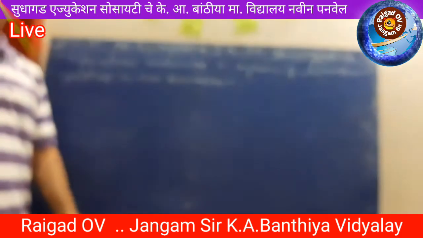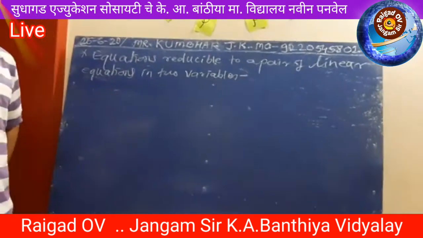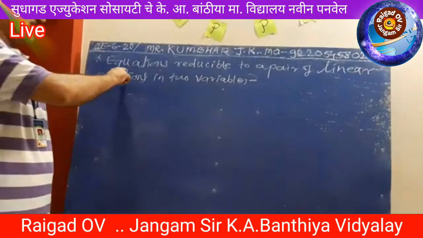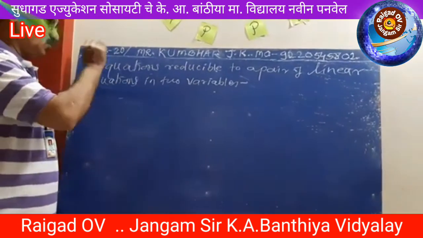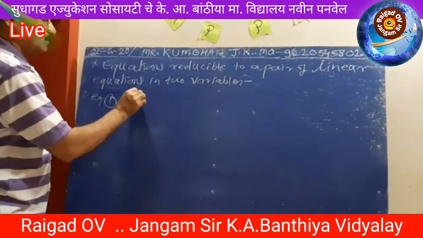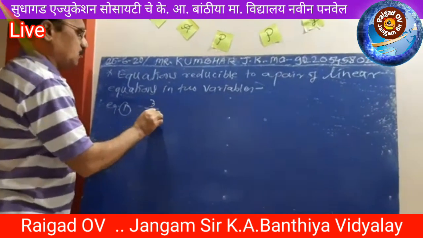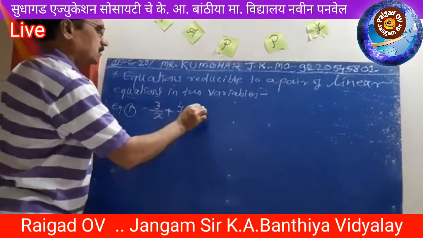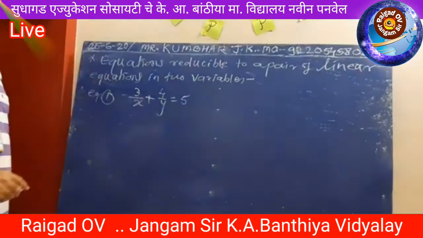That means the given equations are not in the standard form of linear equations in two variables, and then we have to convert the given equation into a pair of linear equations in two variables. For example, 3 upon x plus 4 upon y is equal to 5.